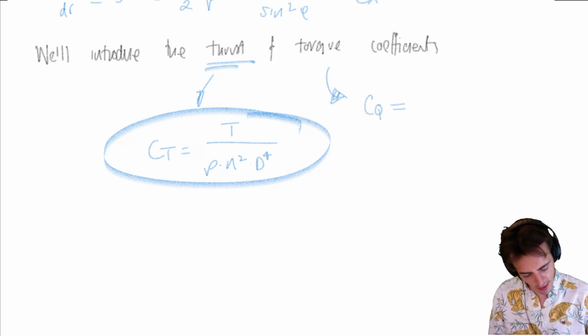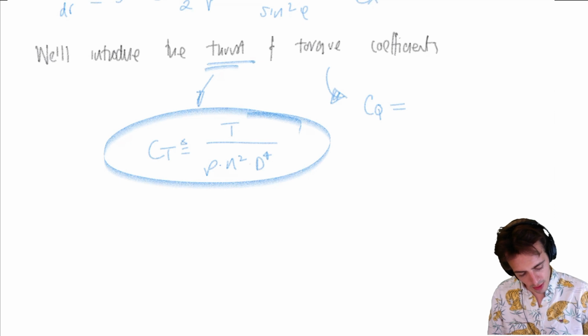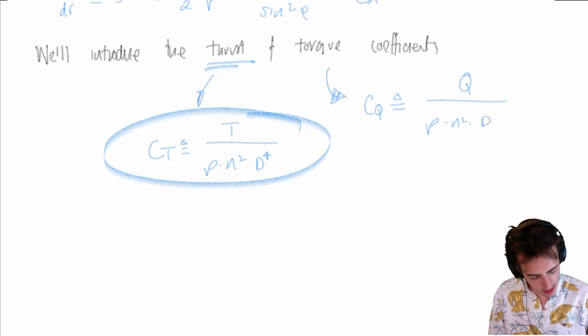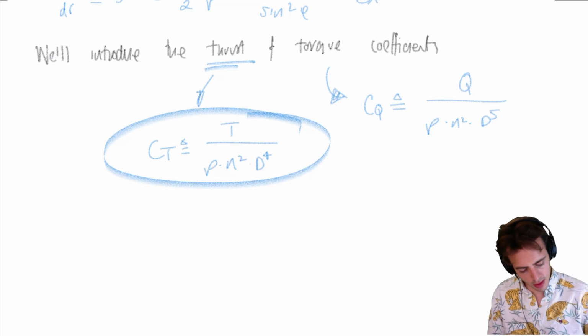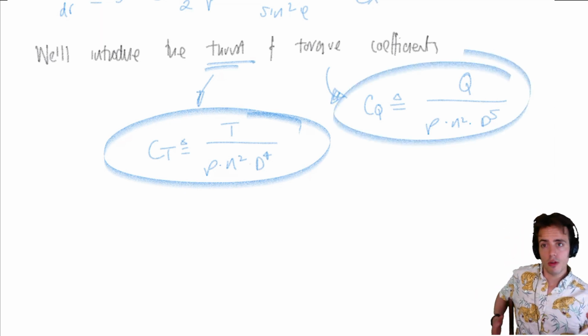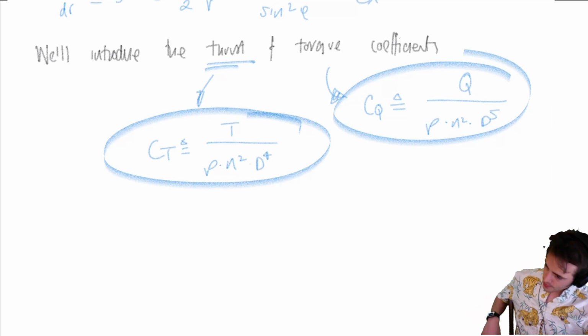CQ is defined very similarly. I'll put a little triangle to say this is how these are defined. This is equal to our total torque divided by rho n squared, and we're going to put D to the 5 now because we've got an extra length term. So those are our thrust and torque gradients.